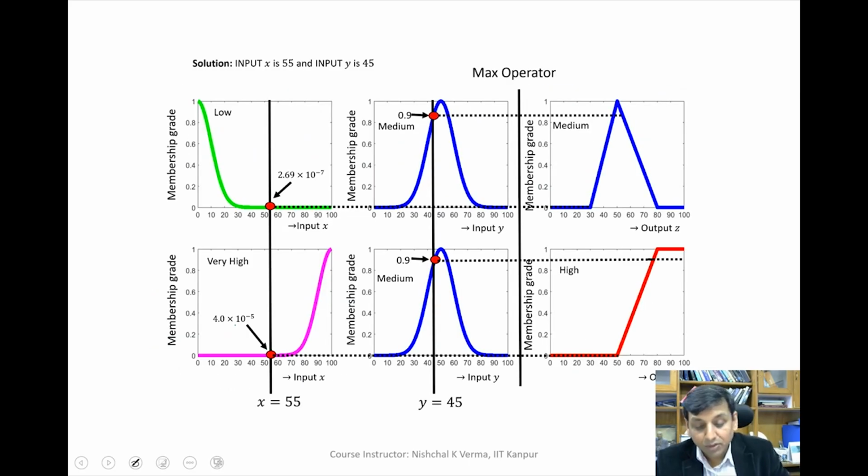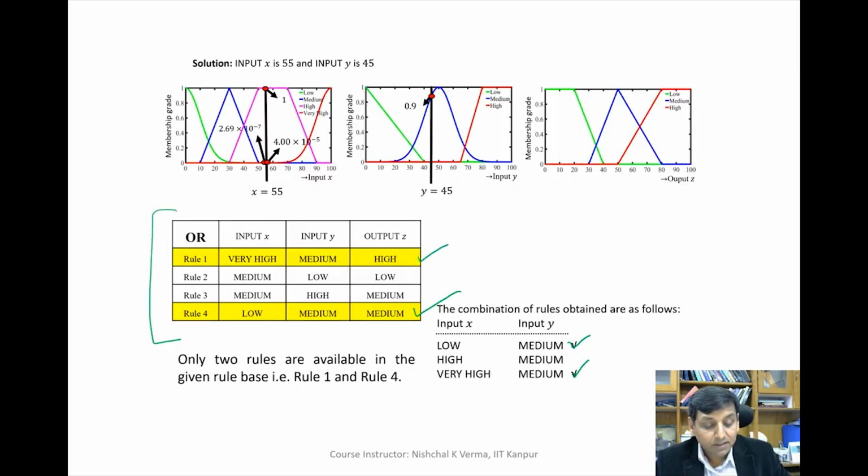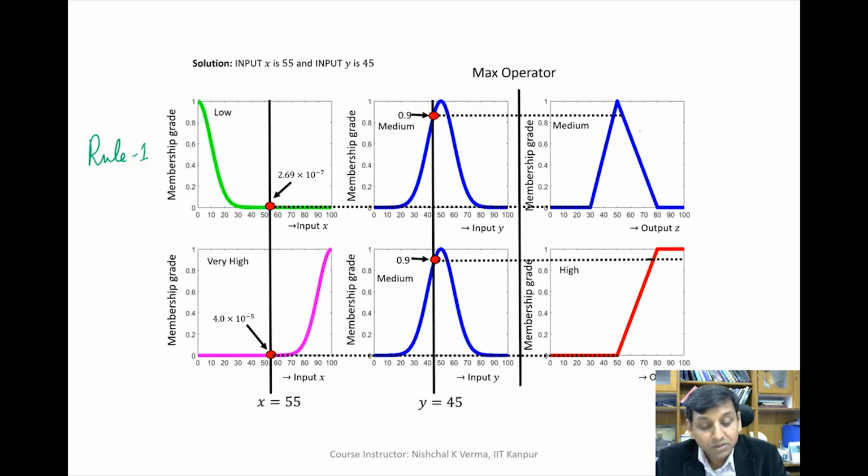So when we do that, for the first rule, where we have if X is low, Y is medium, then Z is medium. So the medium is here.